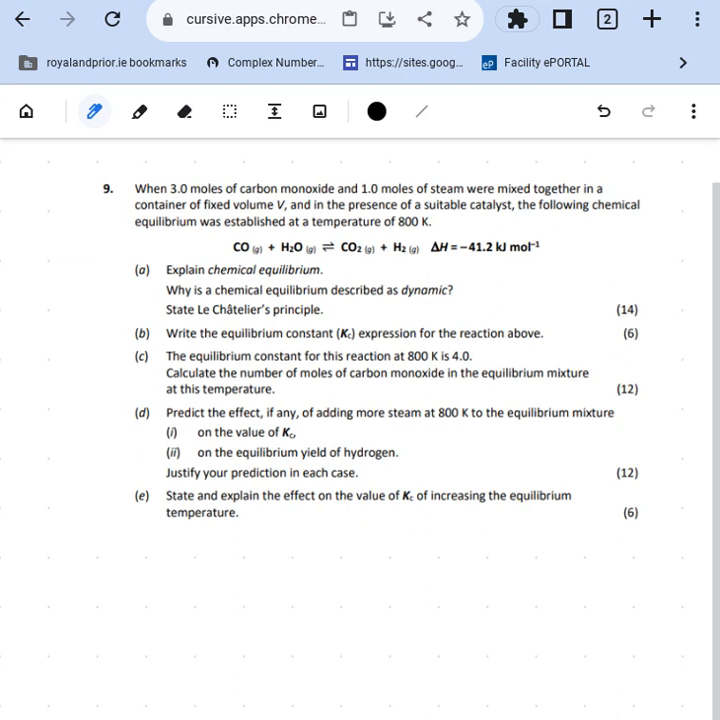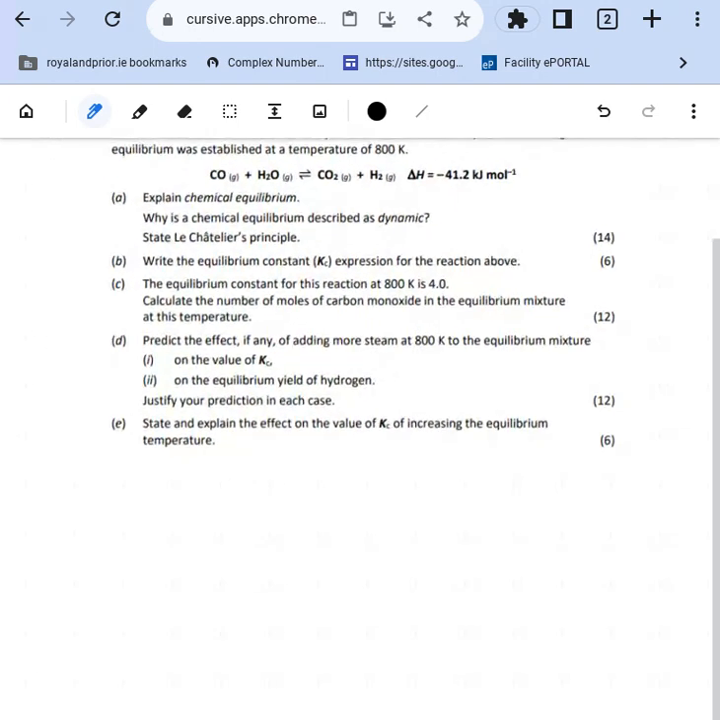Why is it described as dynamic? There's reactions continually occurring. Products are forming reactants, and reactants are forming products at the same rate. Hence state Le Chatelier's principle. When a system at equilibrium is subjected to a stress, the system responds in such a way as to minimize the effect of the stress.